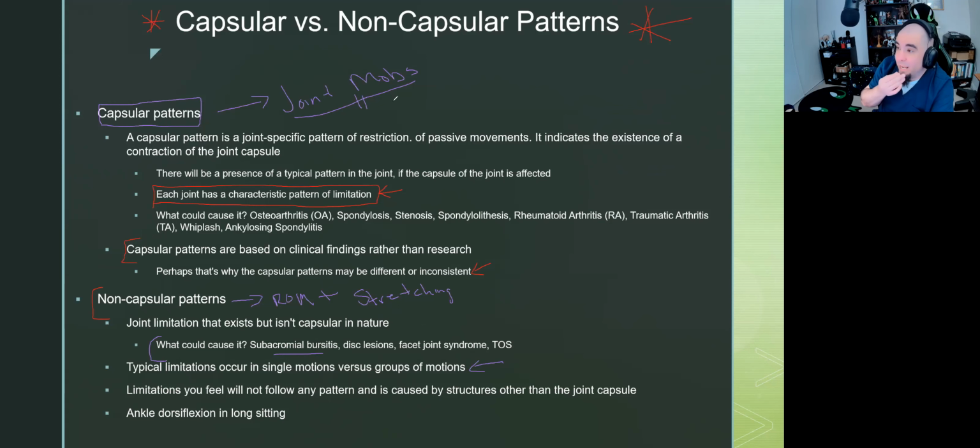I'm going to beat that into you hopefully by the end of this session, because that is a lot of, or not a lot, but it's a few of your board questions. So your board question may present this patient that has a specific range of motion difficulty. And you are expected to know the capsular patterns of each joint.